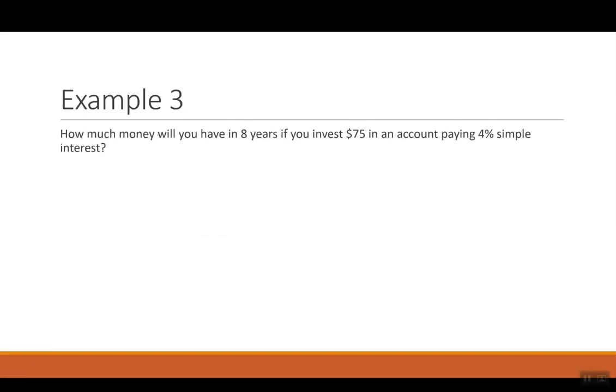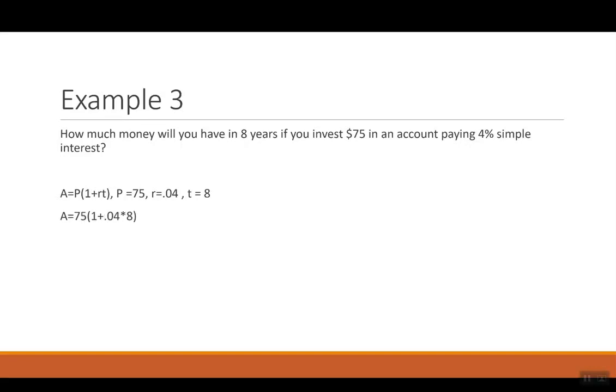Let's look at example 3. How much money will you have in 8 years if you invest $75 in an account paying 4% simple interest? So here's my formula, A equals P times 1 plus RT. My P is 75, my rate of interest is 0.04, and the time is already in years, so no conversion, I just leave it as 8.